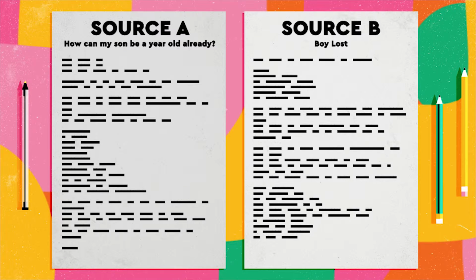So, the question. Again, like our other Language Paper 2 videos, we're using the extracts on parenting which appeared in the 2017 summer exams. So you'll need a copy of both sources. Source A, titled, "How Can My Son Be a Year Old Already?" and Source B, "Boy Lost." We said before that the name of Language Paper 2 is actually Writers' Viewpoints and Perspectives, which is important to remember when you look at the question.